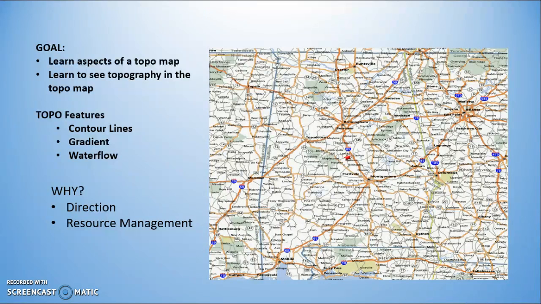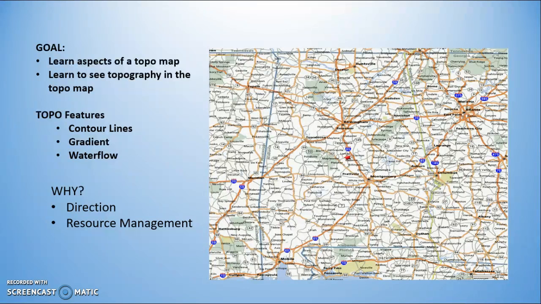A topographical map is not so much used for direction. The map on the right is a standard road map. Centrally, it's located on Alabama, and it shows you the different state and interstate routes. A topographical map is more to show you the terrain, the features that are there on the ground.